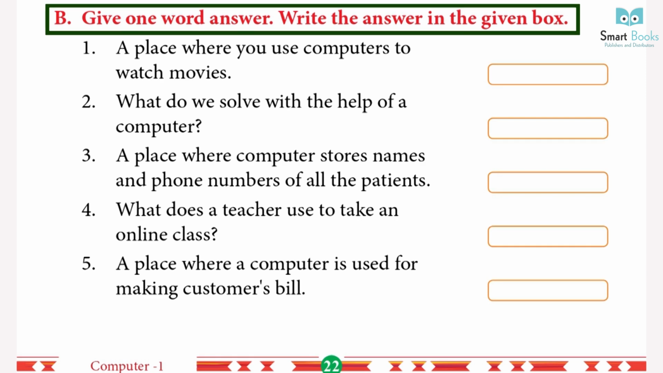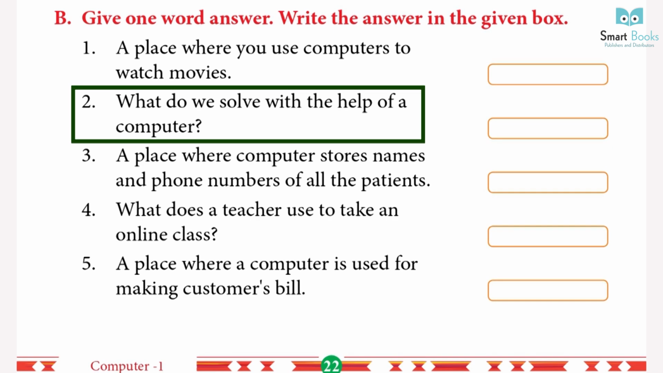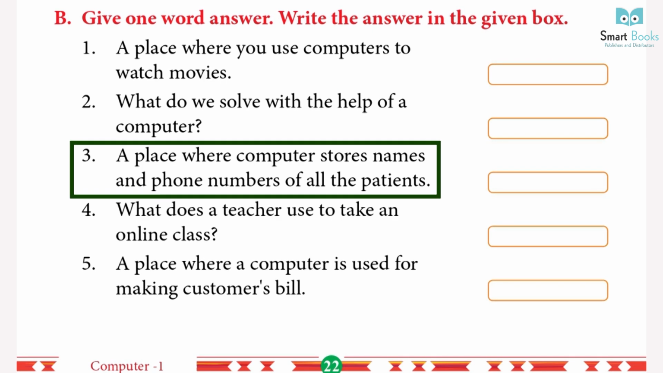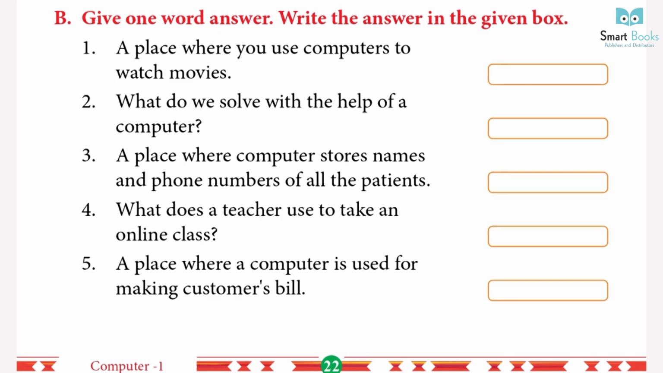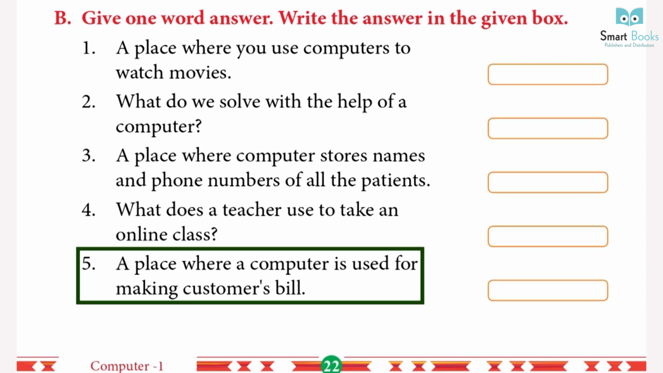B. Give a one word answer. Write the answer in the given box. 1. A place where you use a computer to watch movies. Answer: home. 2. What do we solve with the help of a computer? Answer: sum. 3. A place where computers store names and phone numbers of all the patients. Answer: hospital. 4. What does a teacher use to take an online class? Answer: laptop. 5. A place where a computer is used for making customers' bill. Answer: shop.